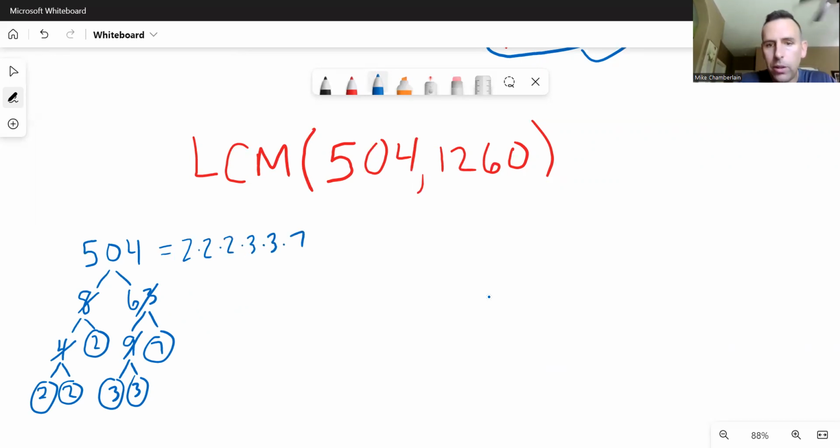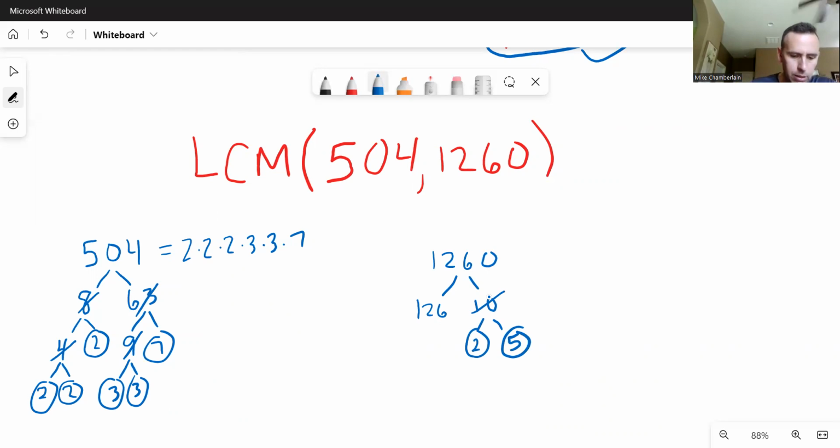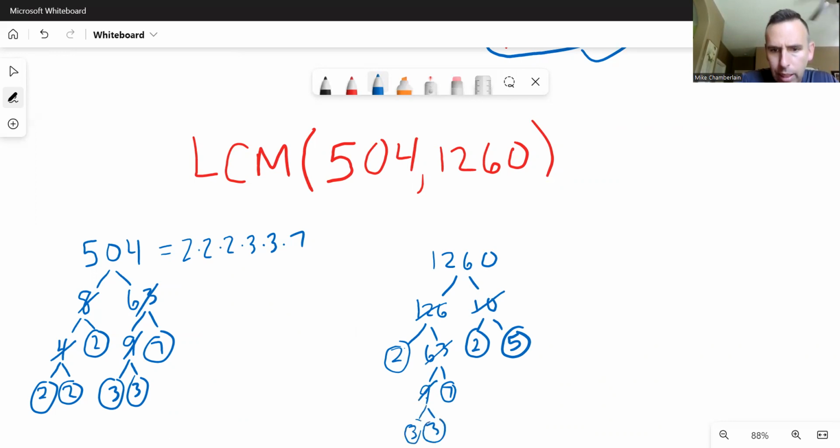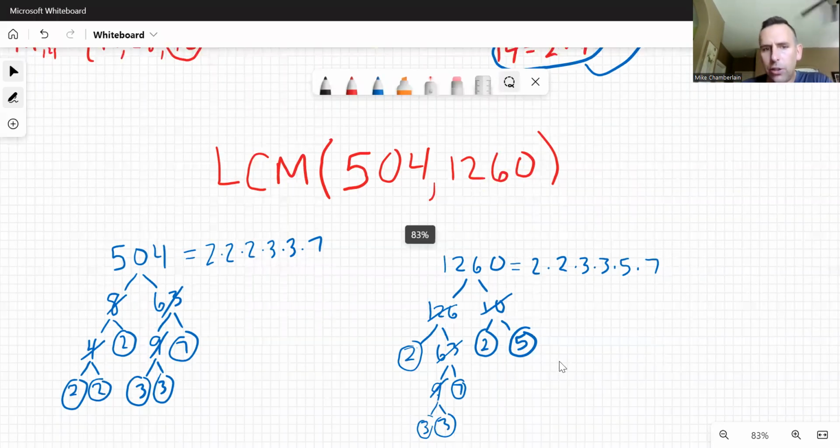All right, the second number, 1,260. It ends in a 0, so I know it's 126 times 10. And then 10 is 2 times 5. 126 is an even number, so I'm going to divide it by 2. It's 2 times 63. All right, 2 is prime, and then 63 is 9 times 7. 7 is prime, and then 9 is 3 times 3. So it has prime factors 2. You can see I have another 2 in there. I have 2 3s, I have a 5, and I have a 7. Okay, now this looks a little overwhelming, but it actually should tell us the answer.